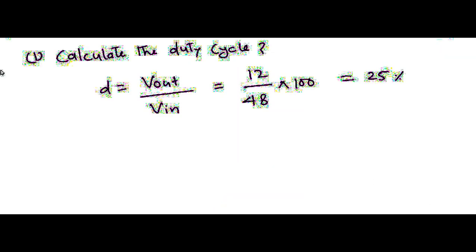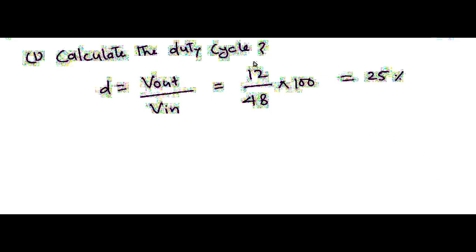Let us first calculate the duty cycle. In the buck converter, the duty cycle D equals V out divided by V in. The value of V out is 12 volt, and 48 is the input. So 12 volt divided by 48 into 100. If you calculate this, you're going to get 25%. So for this requirement, the duty cycle is going to be 0.25, 25%. So we calculated the first question, calculate the duty cycle. The duty cycle is 25%.